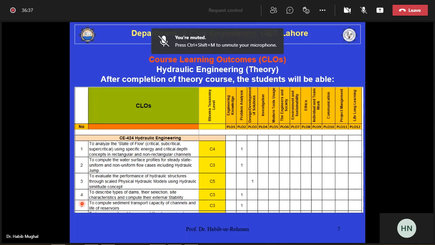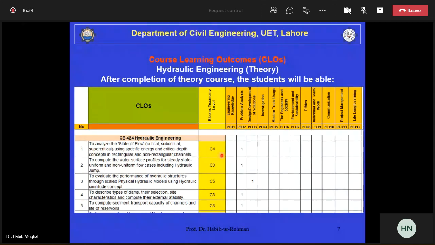So these are the five CLOs with different taxonomy levels. The highest taxonomy level is C5, which is to evaluate. Most of the CLOs are related to PLO2, which is problem analysis, and your CLO3 is correlated with design and development of solutions.